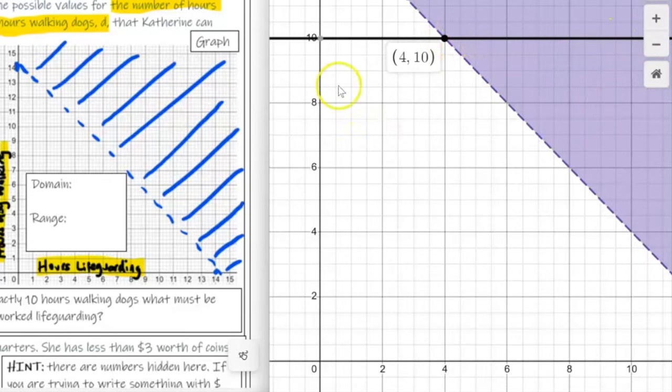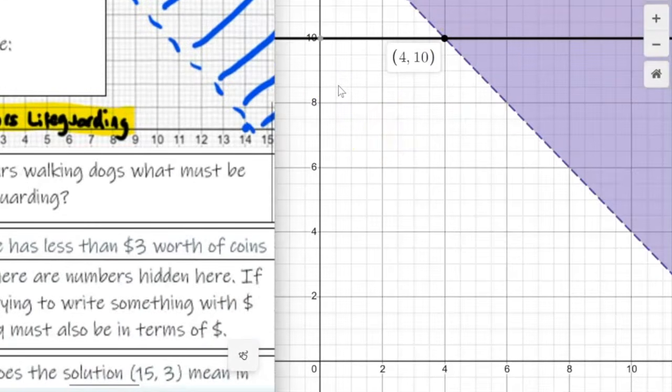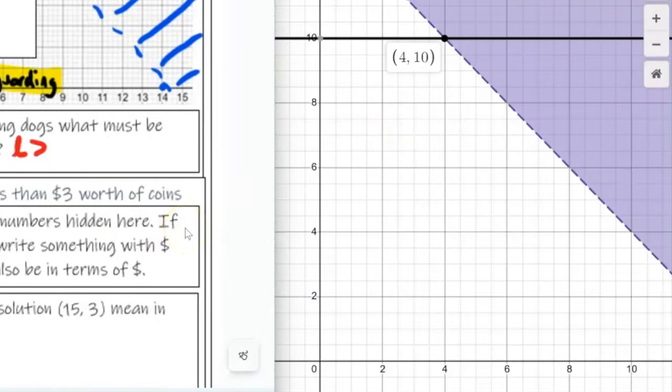So how do we write that? I said the word greater than, so hopefully you heard it. L is greater than 4, but not equal to, right? Why can't it be equal to? Because it is a dotted line. So anything greater than 4 is going to be fine for her.